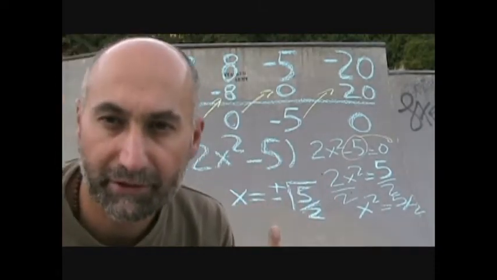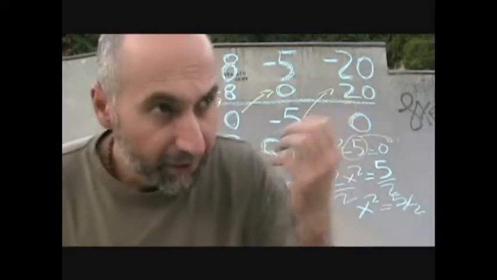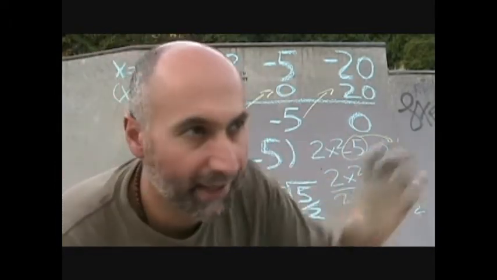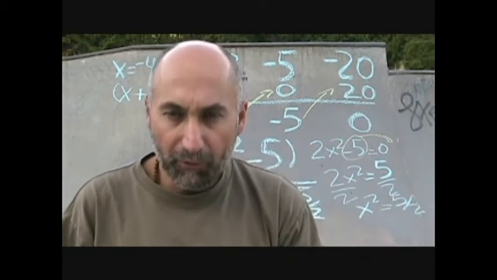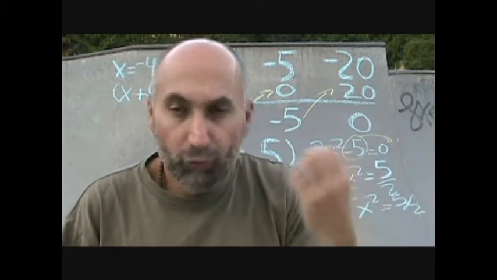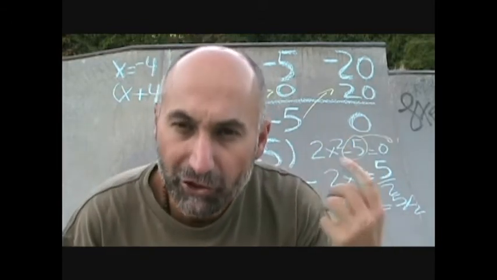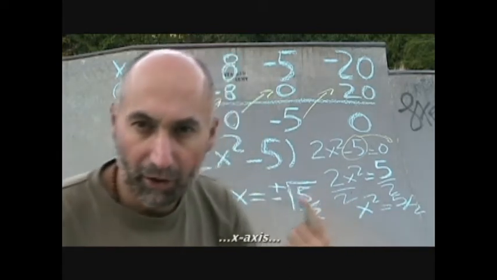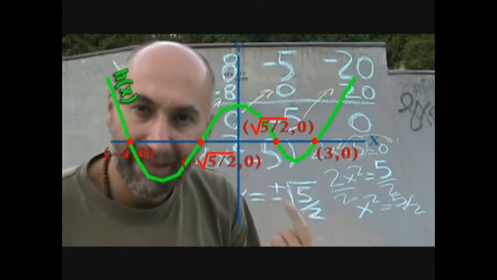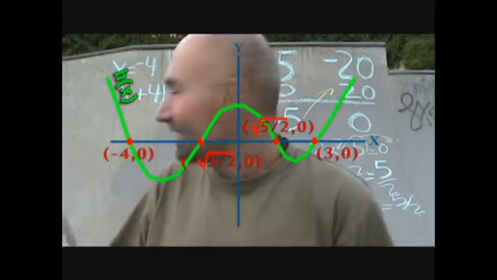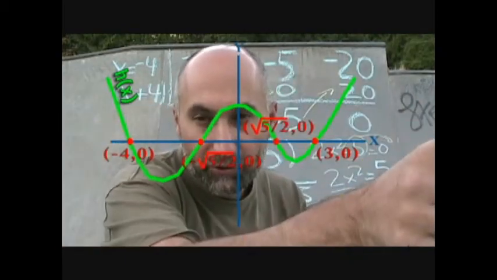So our solutions for that are going to be x equals plus or minus 5 over 2. Going back to our original question, where we had h of x to the power of 4, the possible factors, or the roots, the zeros, where the function crosses the x-axis, are x equals positive square root of 5 over 2, x equals negative square root of 5 over 2, x equals negative 4, and x equals 3.